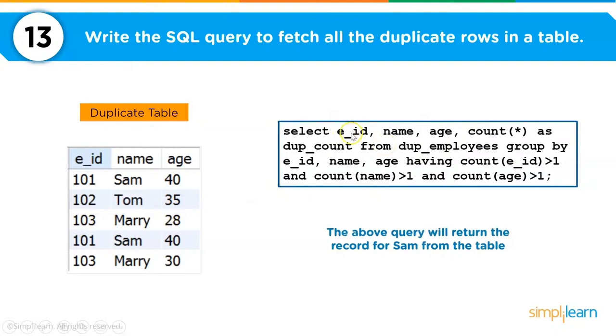So I'm going to select my employee ID, name and age, and then count all the employee IDs, the names and age, and compare them with whether they are greater than 1 or not. So if they are greater than 1, then I'll say that particular record is duplicated or is present more than one time in the table. Let's do this implementation on our workbench.